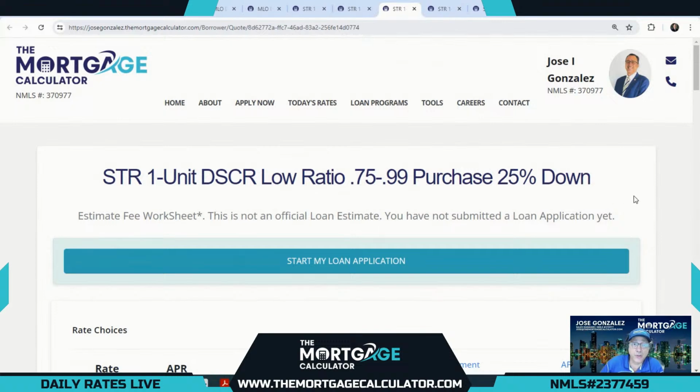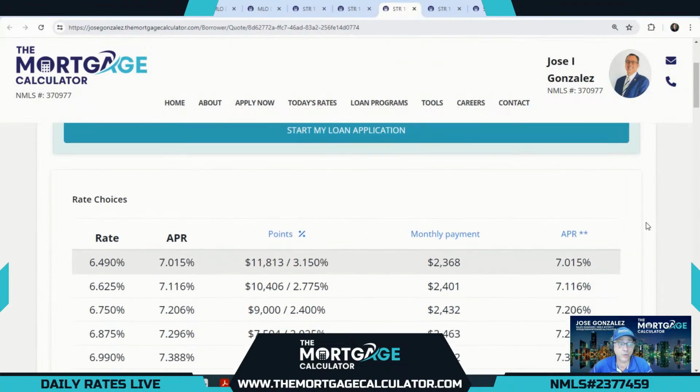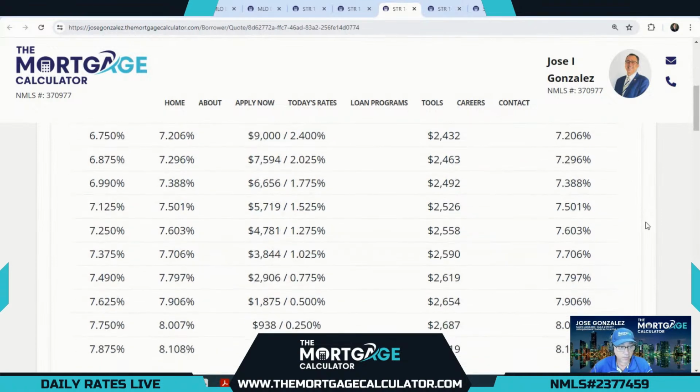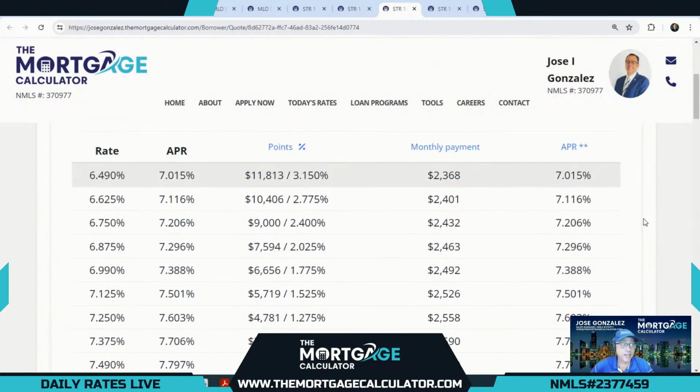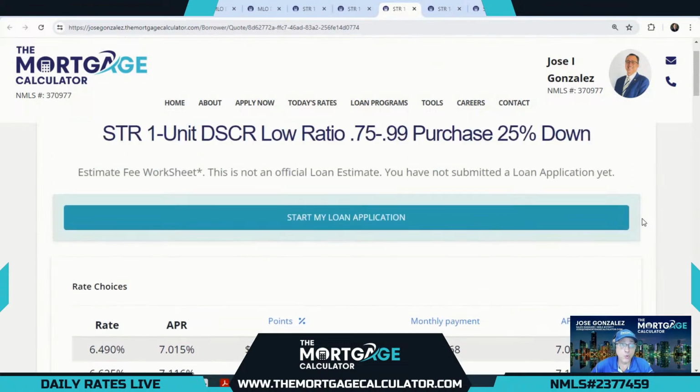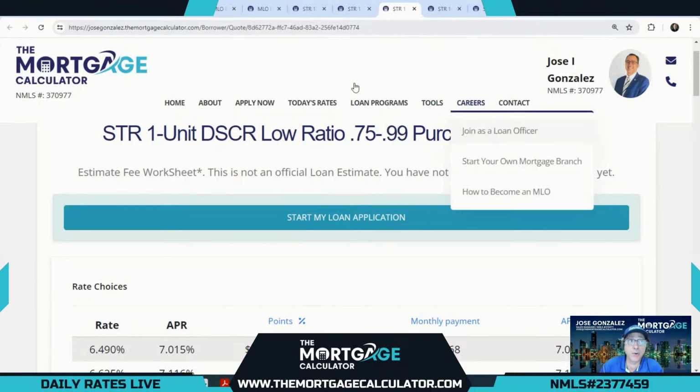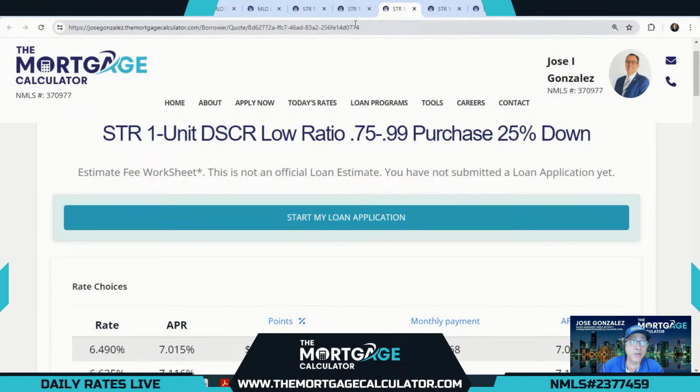And this is great for those properties that the investor, the borrower, knows that they're going to hit a home run with. Great property. They know how to operate it. There's just, for whatever reason, no suitable comps or no short-term rental revenue reports. So 7.825 is our lowest cost option at par. And you can buy that down to 6.49 for your low ratio 0.75 to 0.99 DSCR purchase with only 25% down.